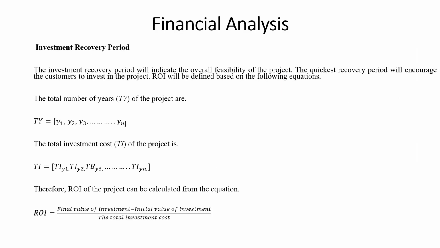So now we are going to the financial analysis. We will do the financial analysis as per the return on investment percentage. The higher the ROI percentage, the more feasible the project is. The ROI is based on this formula: final value of investment minus initial value of investment, divided by the total investment cost. By getting these figures, we will calculate the percentage of ROI.